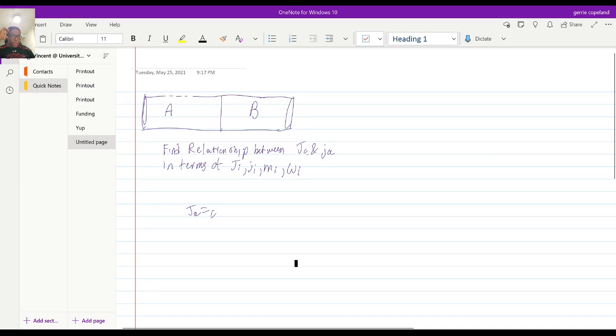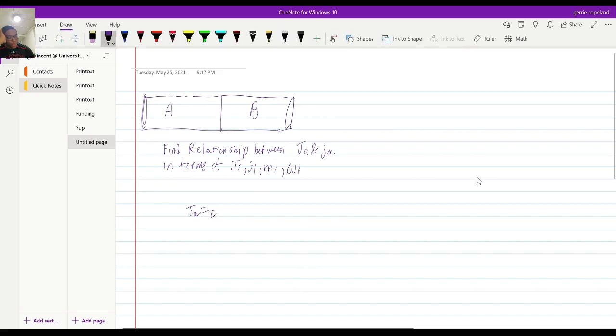We are solving for the relationship between molar diffusive flux and mass diffusive flux, and this will be in terms of molar diffusive flux, mass diffusive flux, molecular weight, and mass fraction. So starting off here, we have our molar diffusive flux. We're going to get the formula for that.